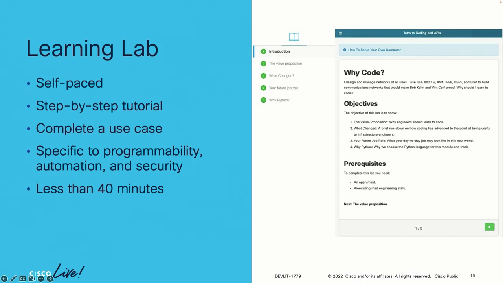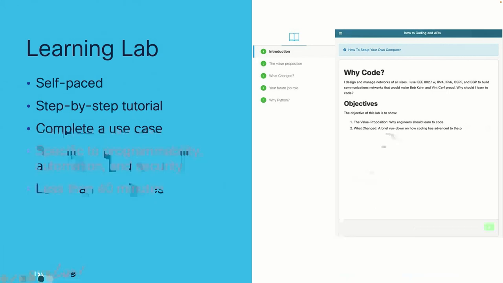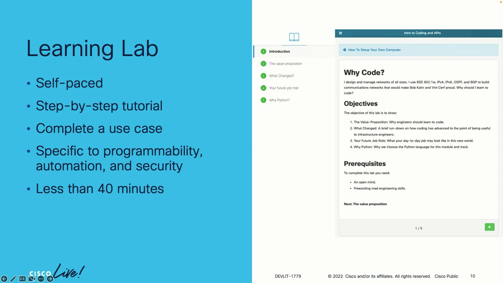So, a brief overview of the learning labs. They're self-paced, step-by-step tutorials. So you'll go online and it's like, step one, do this. Step two, do this. You read at your own pace, go at your own pace. Each learning lab will show you how to complete a specific use case, whether it's using Meraki's API for the first time, or learning how to use a Python script to automate your network. We have different learning labs ranging from programmability, automation, and security. Each learning lab can be completed within 40 minutes or less. Most of them are less than that.